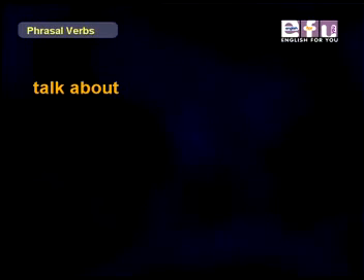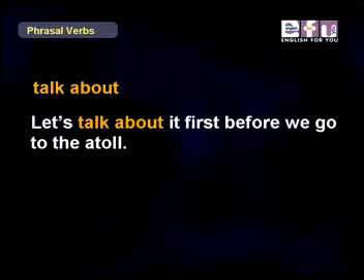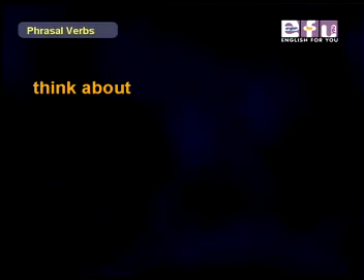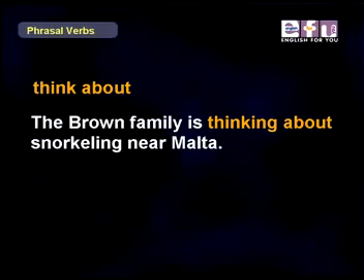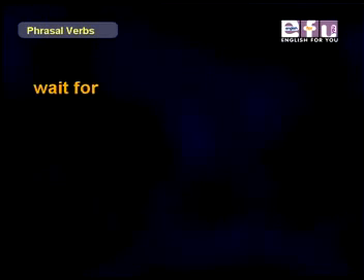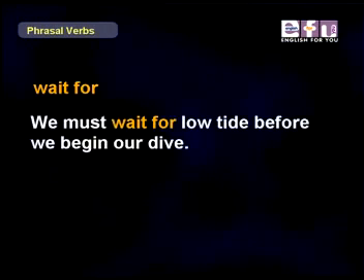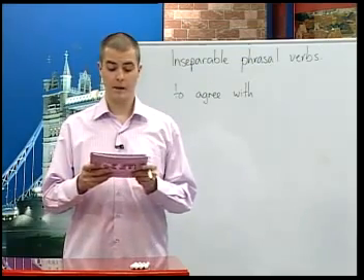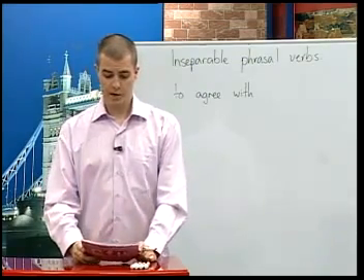Talk about. Let's talk about it first before we go to the atoll. Talk to. Rita should talk to her husband before she borrows his mask. Think about. The Brown family is thinking about snorkeling near Malta. Wait for. We must wait for our low tide before we begin our dive. Well, let's practice. There are a lot of new verbs to learn, so let's get started.